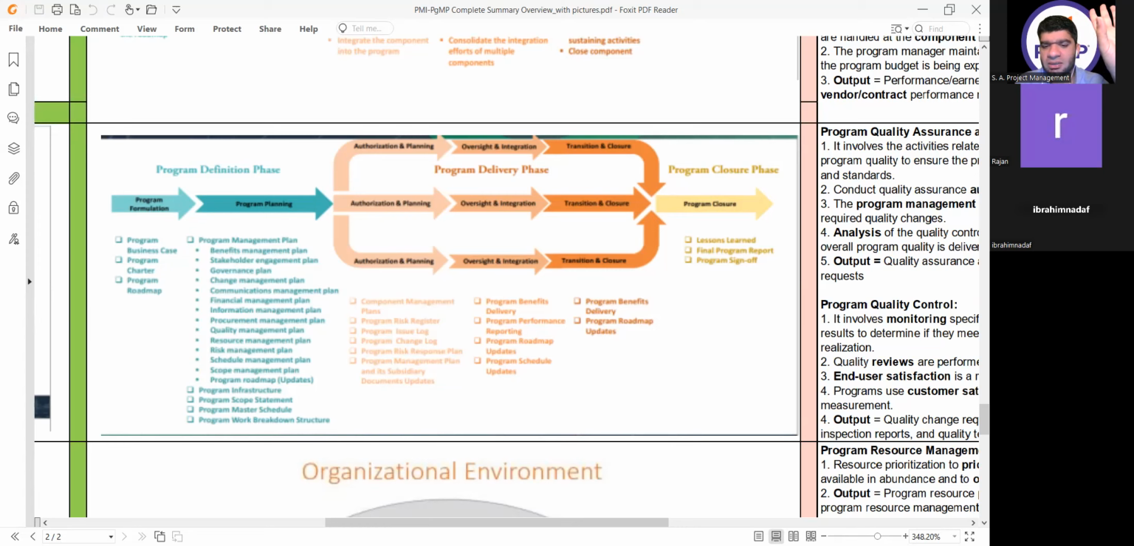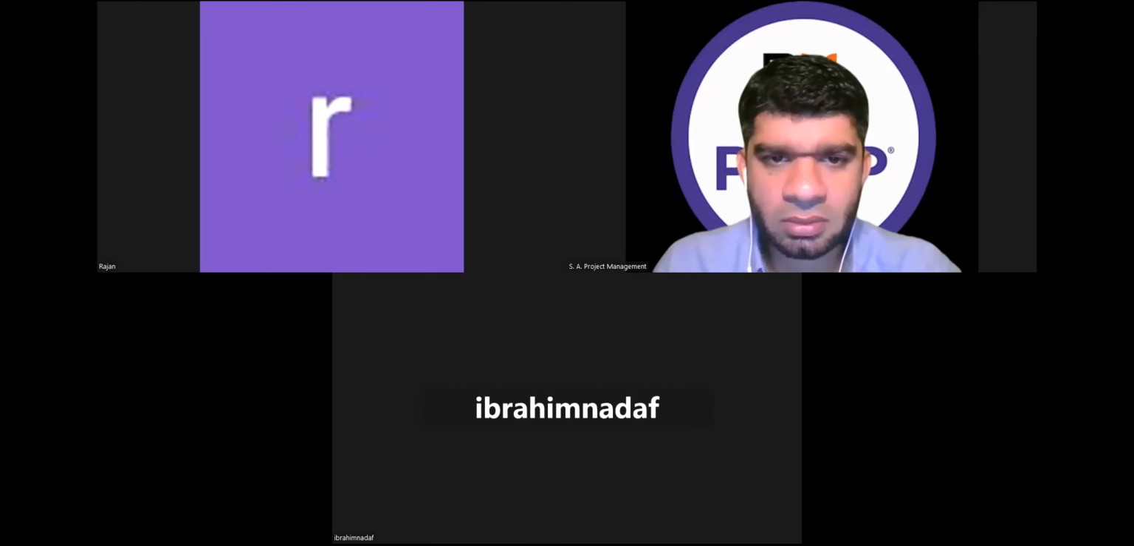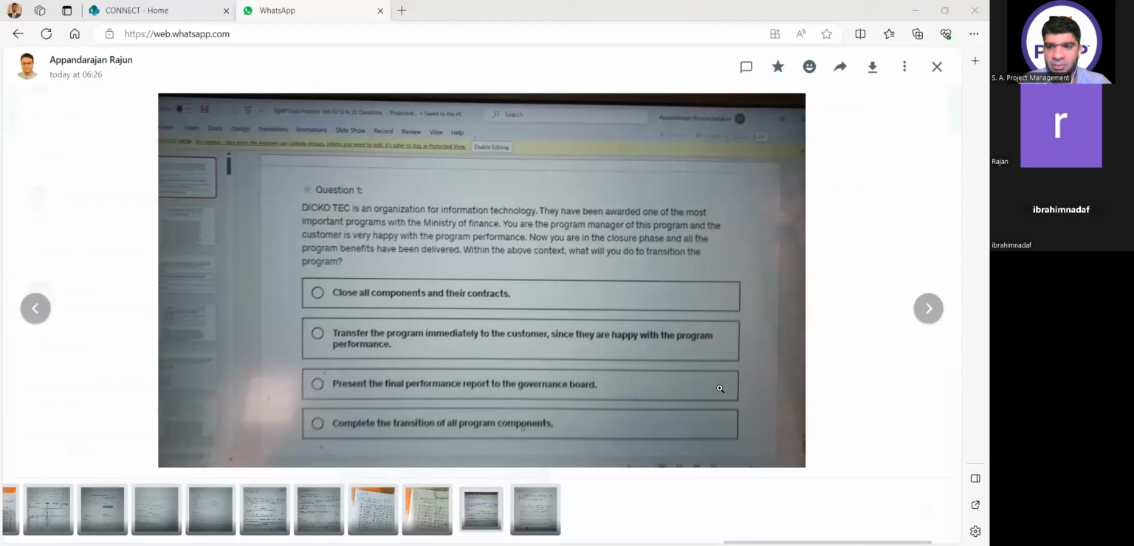Do you understand this? If you are now in the closure phase and all the program... Can you go to the... We are not able to see the screen now. We are only seeing the logo video. Now, I think there's some internet problem.